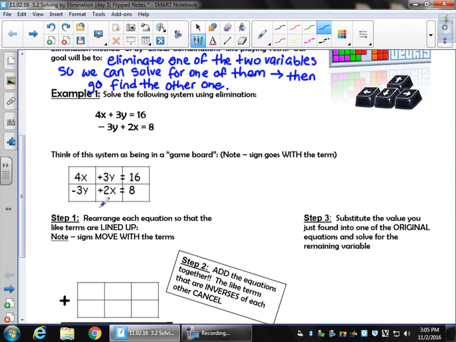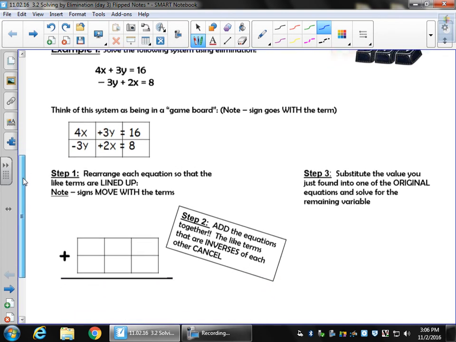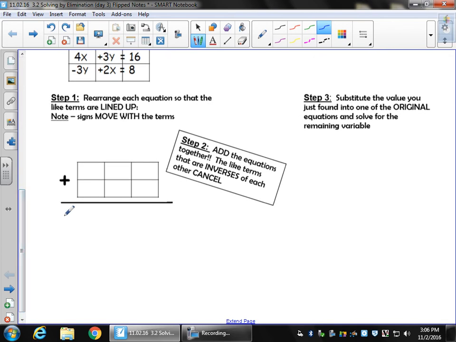Let's actually try this one together and see how it'll work. Example 1 says, solve the following system using elimination. We're actually going to think of this system as literally being on a game board. And this game board has 6 boxes. Notice that each term is in its own box, and the sign, like this plus 3y, the plus is inside the box with the 3y. Just like yesterday where our initial steps had a lot of words, I'm talking you through it so you can reference this at any time in your notebooks, and hopefully the conversation that are in the notes will help. And as we progress through the notes, you'll see less and less words written down.